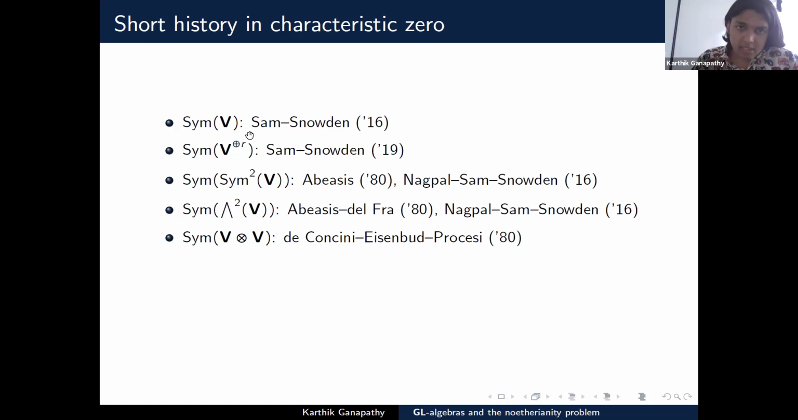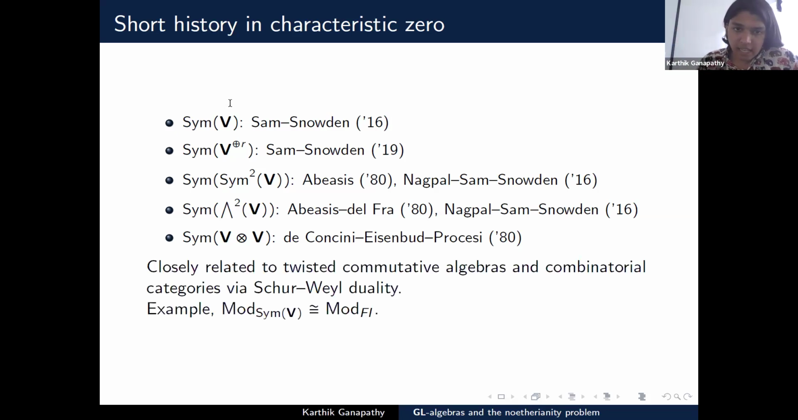And then Sam and Snowden, and Nagpal, Sam and Snowden, studied these rings, as well as certain classes of modules over these rings, in a fairly systematic fashion. That's because, at least in characteristic 0, they are closely related to what are called twisted commutative algebras, or combinatorial categories, via Schur-Weil duality. And I don't want to get into the full details of that.